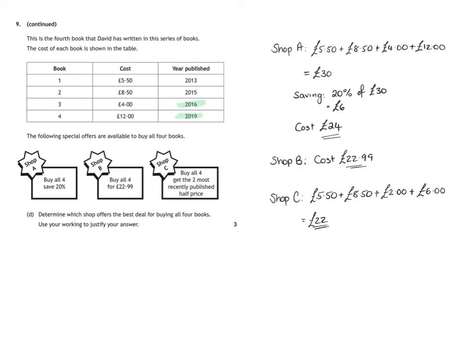So we can make a comment, so shop C is cheapest for all 4 books as you would pay £22.